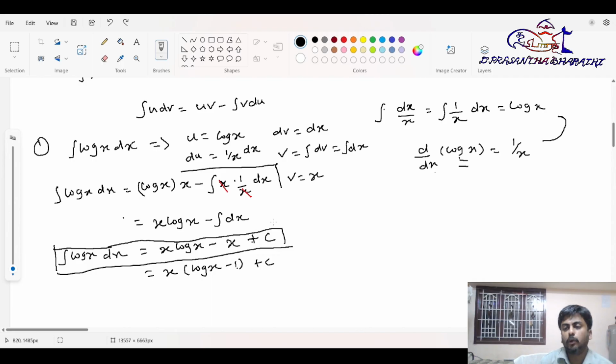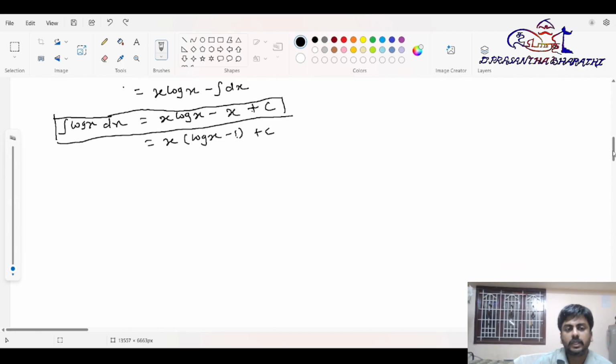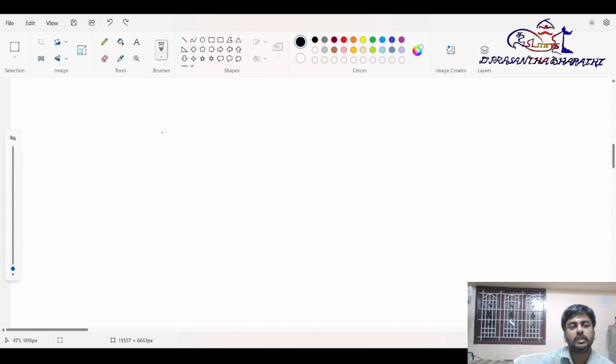Now we shall go to the second formula, integration of x log x. So finally we are going to find the value of some big formula where integration by parts is playing an effective role. Okay, so integral x log x dx.